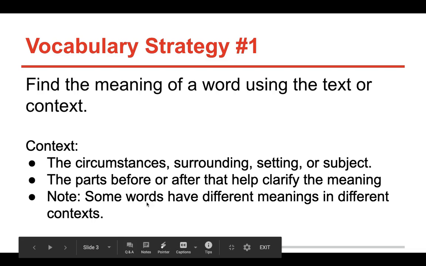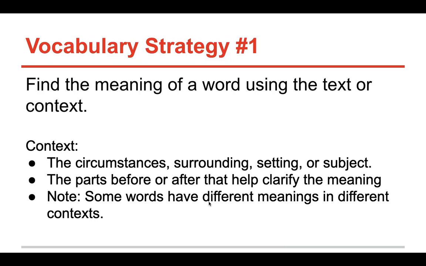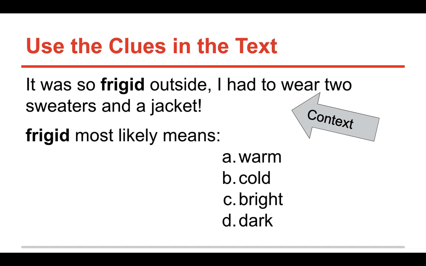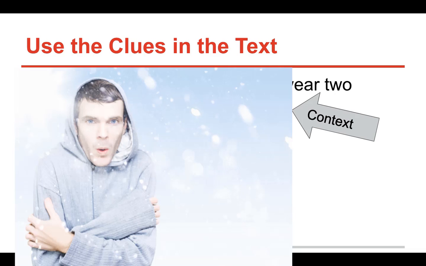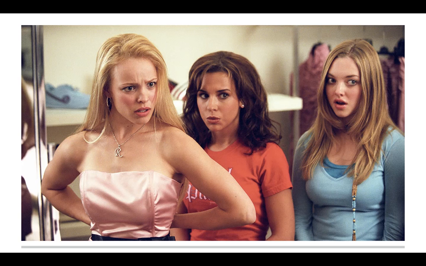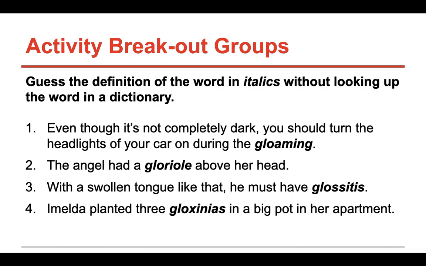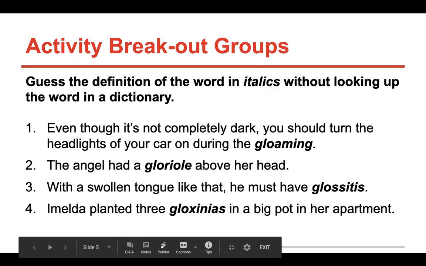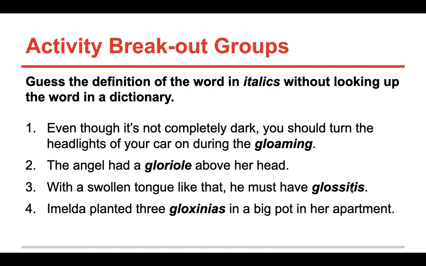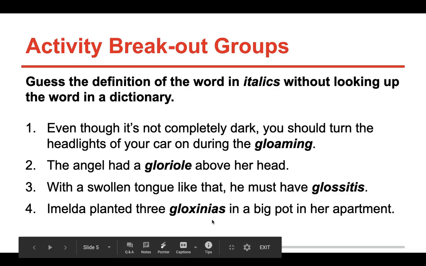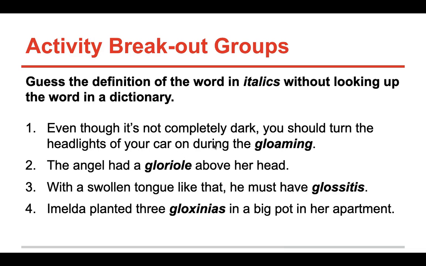It's good to note that some words have different meanings in different contexts. For example, in this context, the word frigid means cold. However, frigid could also refer to a person who is unfriendly, or a frigid person. Now in our breakout activities in the Zoom session, students will be looking at these four words: gloaming, gloriole, glossitis, and gloxinias, and reading the sentences, the text or the context, to determine the meaning of the word.